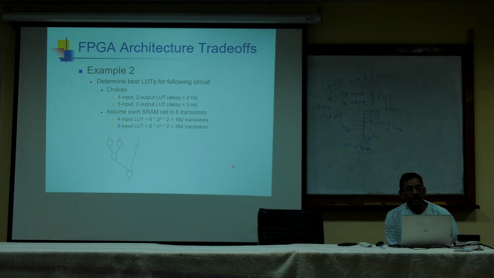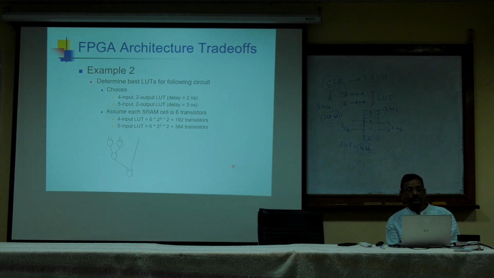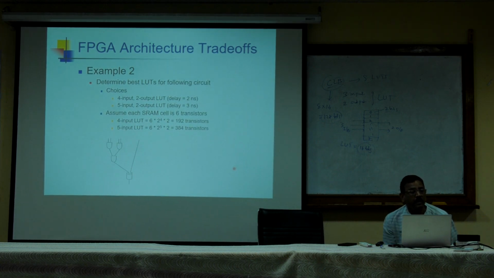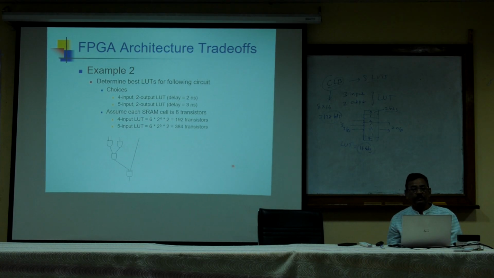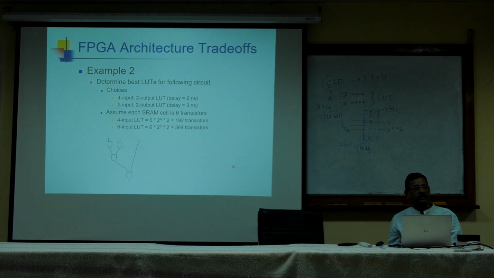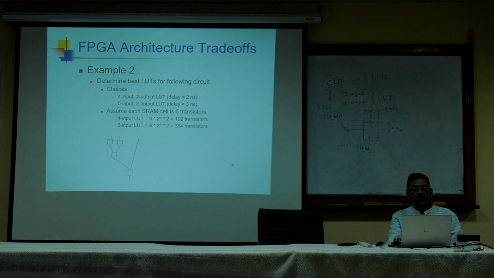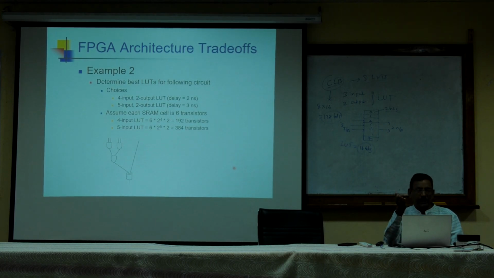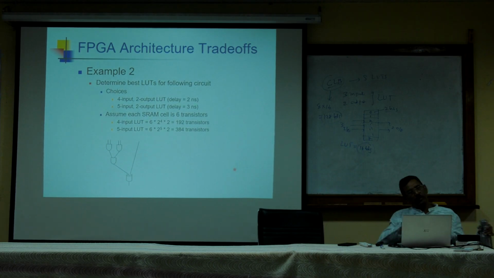If we use a 5 input LUT, the number of transistors is 384. Delay is 3 nanoseconds. So as far as transistors are concerned, whether you go for 4 input or 5 input, it is the same, 384 only. But delay wise, 4 input is 4 nanoseconds and 5 input is 3 nanoseconds. So it is faster, and here you have to go for the 5 input LUT.